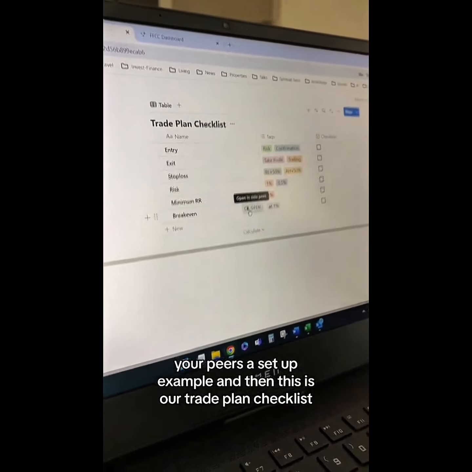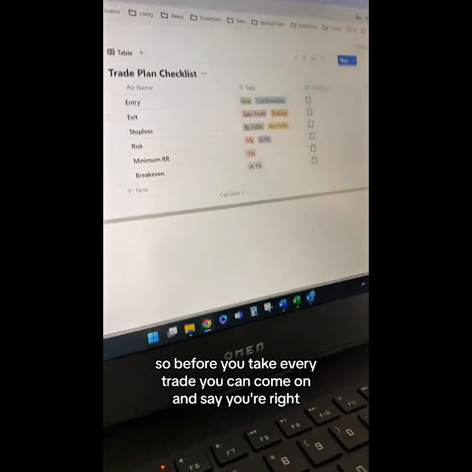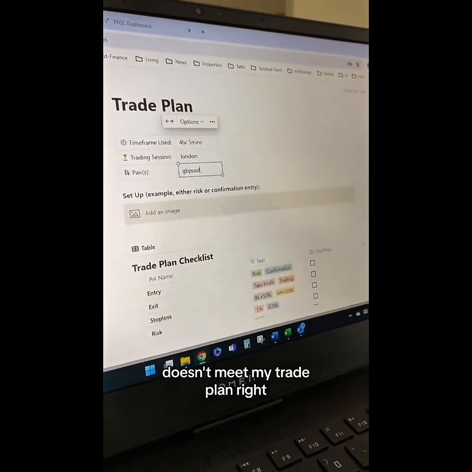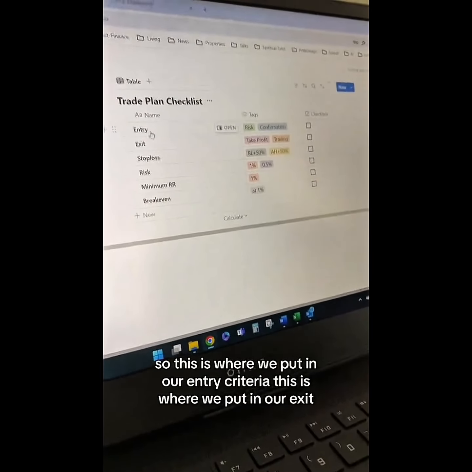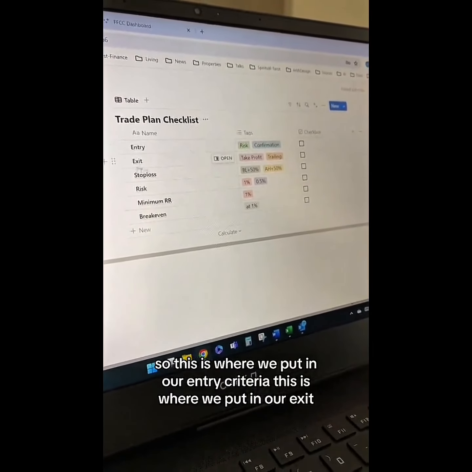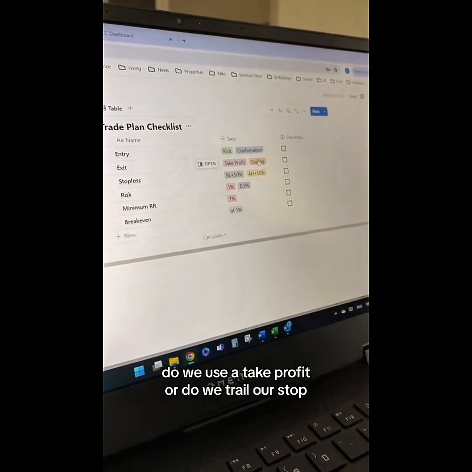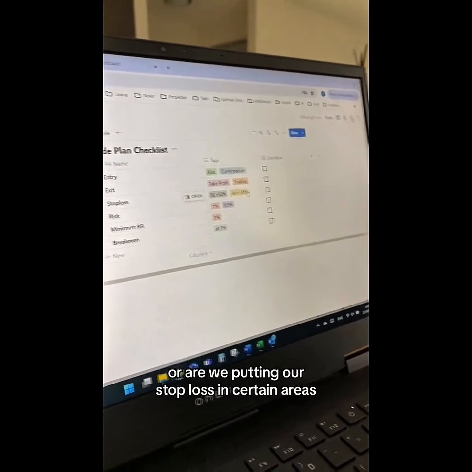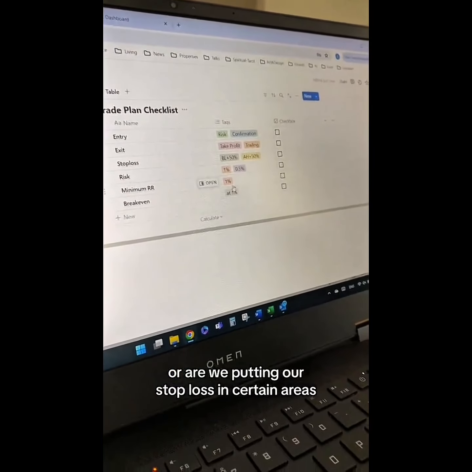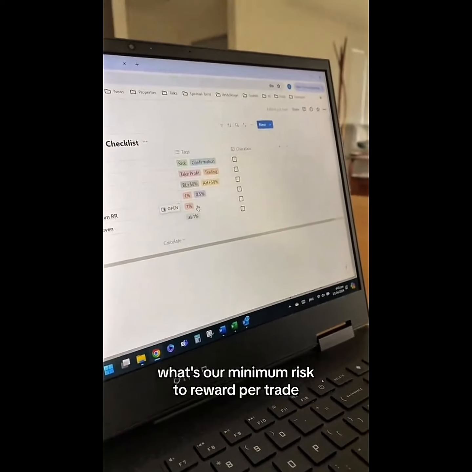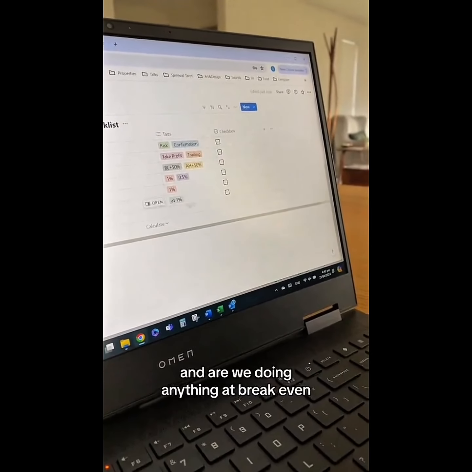trade plan checklist. So before you take every trade, you can come on and say, all right, does it meet my trade plan, right? This is where we put in our entry criteria. This is where we put in our exit. Do we use a take profit or do we trail our stop? How much are we using for our stop loss, or are we putting our stop loss in certain areas? How much percentage risk are we using? What's our minimum risk to reward per trade? And are we doing anything at break even?